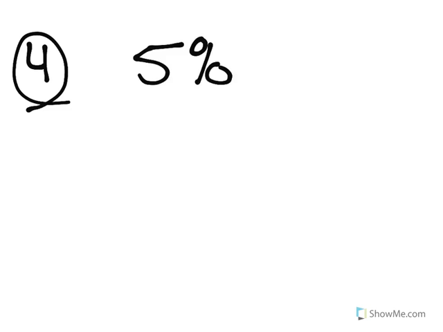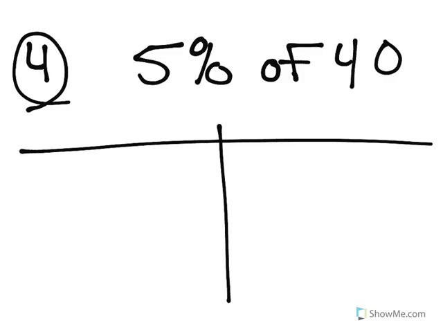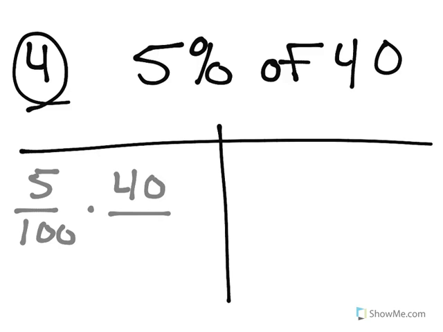So the problem number 4 says 5% of 40. If I do it as a fraction, I'm going to put 5 over 100. Of means multiply. 40 over 1.